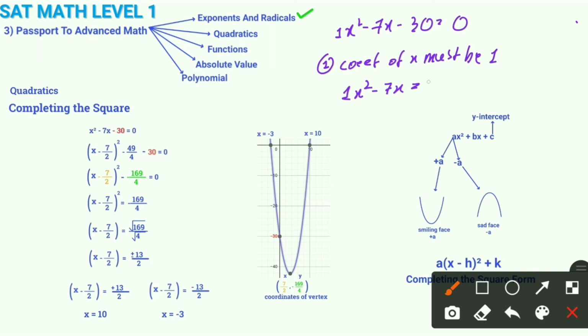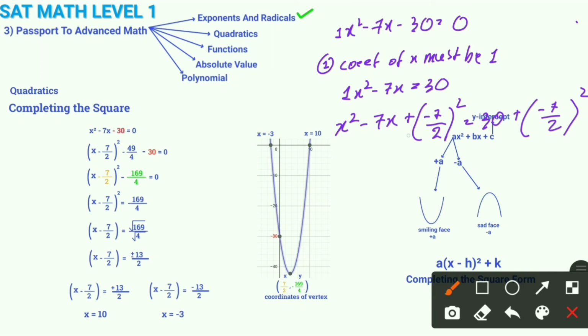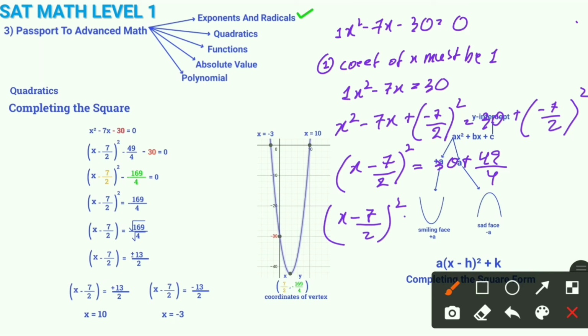So what we're going to do is 30 will go to the right side, and then we're going to do completing the square by, okay, let's just see this, 7x, plus and minus 7 upon 2 squared. So here's what we did. We take the middle term and then divide by 2 and put a square, and there you go. We have completing the square. This is what we call completing the square. Okay, and 30 plus 49 upon 4, x minus 7 upon 2 squared equals 169 upon 4.